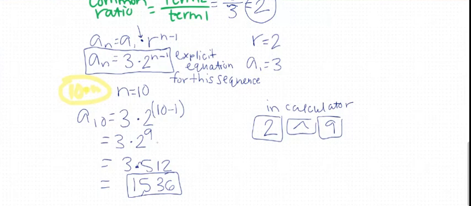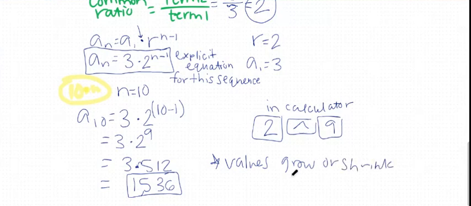So if I kept my list going to the 10th term, I would have 1,536. You will notice that values grow or shrink fast. That's because we're multiplying, and multiplying makes numbers bigger or smaller quicker than addition and subtraction do. Things grow quicker. So that is my a sub 10, or my 10th, the term at spot 10.